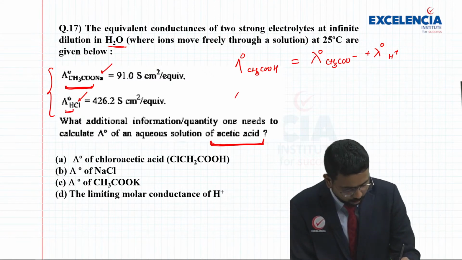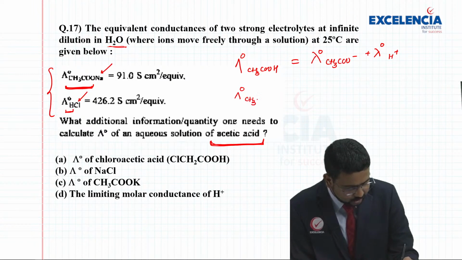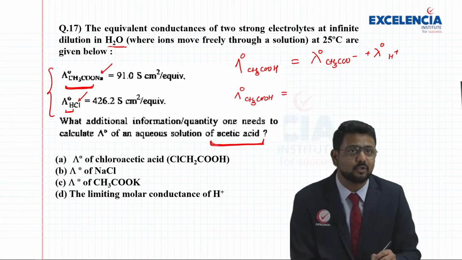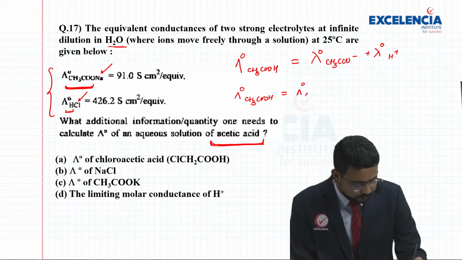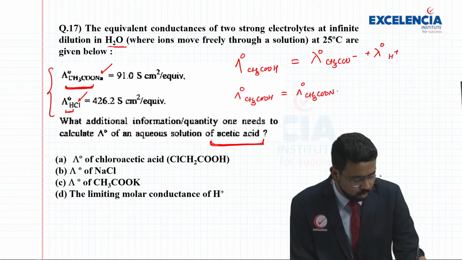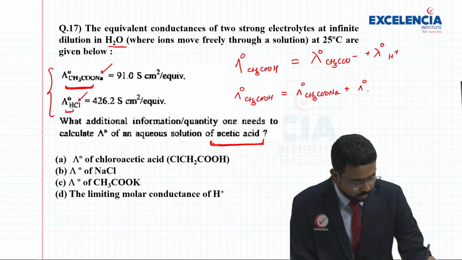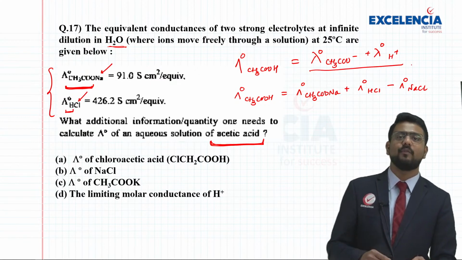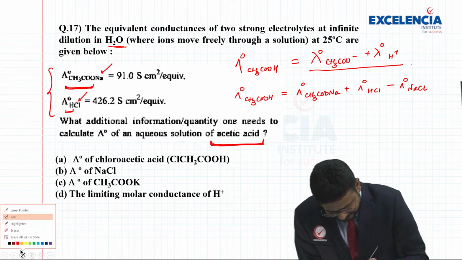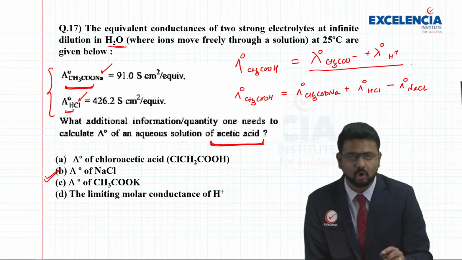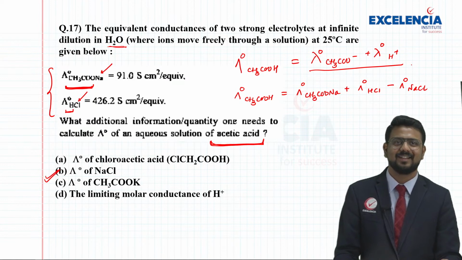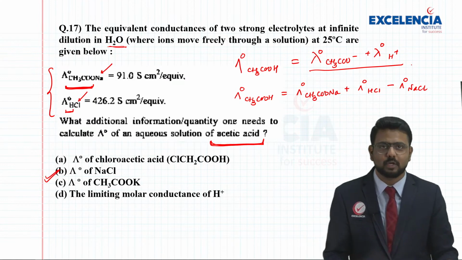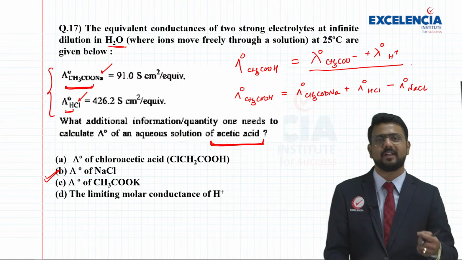So if I basically want to find the lambda naught for CH3COOH, it is actually equal to what? Lambda naught of CH3COONa plus lambda naught of HCl minus lambda naught of NaCl. Then only I will be left with these ions. So along with these two data, I need to have the value for lambda naught of NaCl, which is definitely your option B. Clear? So again, this particular question was based on Kohlrausch's law of independent migration of ions.